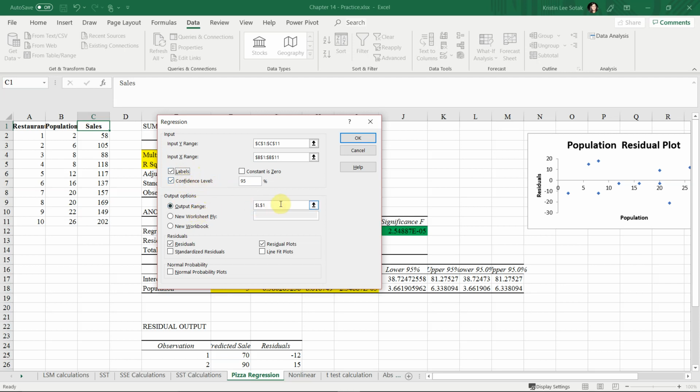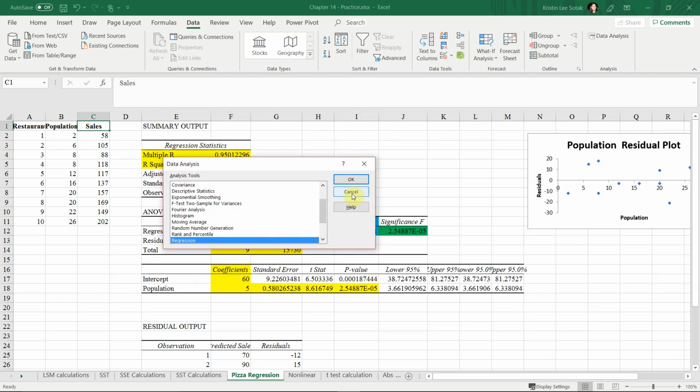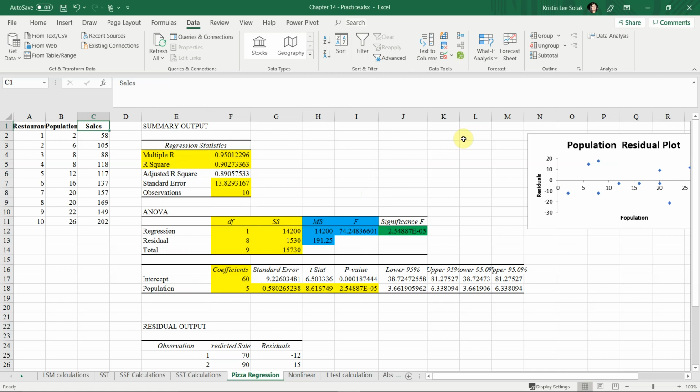Output range, just select wherever you want the output to appear. Residuals, I'll show another video in a little bit on residuals, but for now just select residuals and residual plots. If you read the section on residuals, you can also understand what normal probability plots and standardized residuals are too. But for now, just select what we talked about and hit OK. I'm just going to hit cancel because I already have the output that appeared. So hopefully now you hit OK and you have the output.